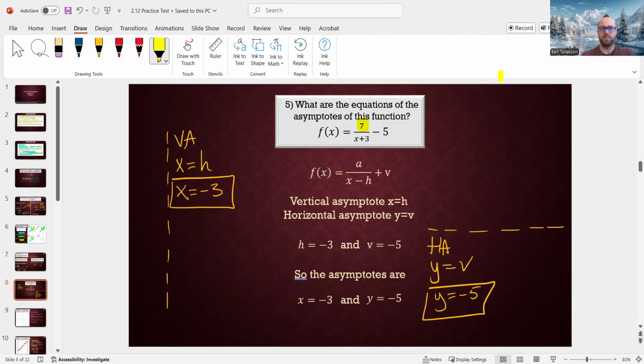No. It's a 7. It will always be a 7. It's a confident young lady. And 7 is 7. Nothing's going to change. So there is no hole, but there is a vertical and horizontal asymptote.